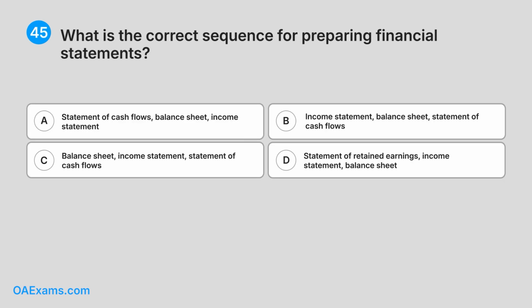45. What is the correct sequence for preparing financial statements? A. Statement of cash flows, balance sheet, income statement. B. Income statement, balance sheet, statement of cash flows. C. Balance sheet, income statement, statement of cash flows. D. Statement of retained earnings, income statement, balance sheet. Do you know the answer?